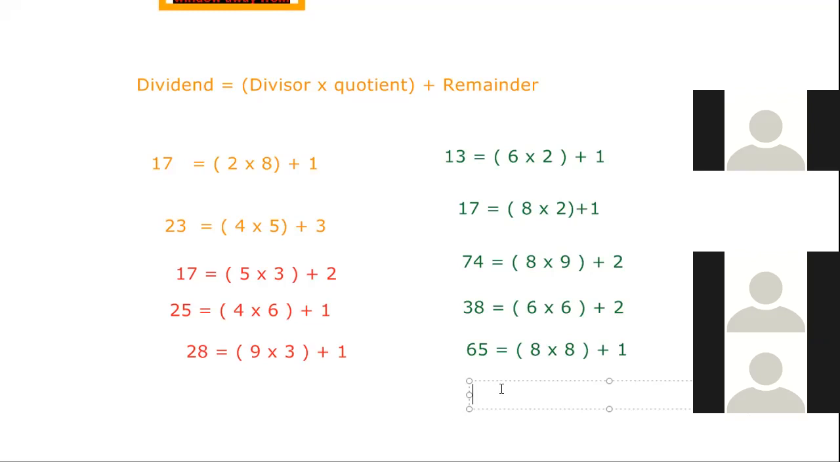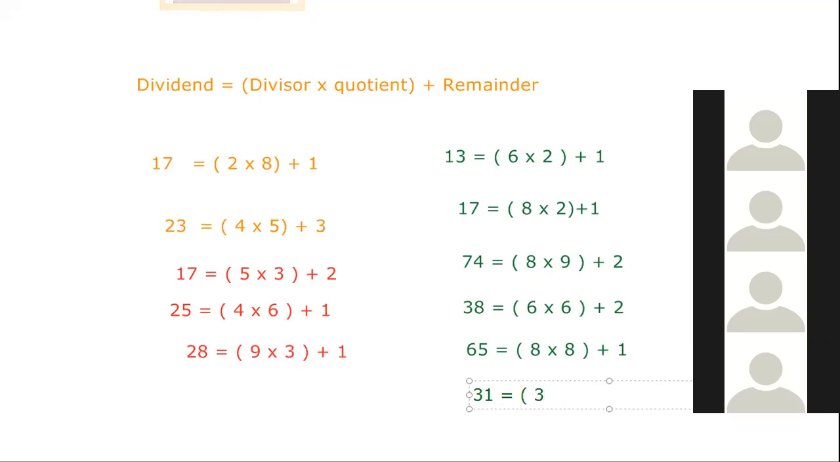Talia, are you ready? Yes. Talia, we have 30. Okay, sorry, let me write 31. And the divisor is 3. 31. The divisor is 3. Nine and 10. Yes, excellent. It's 3 times 10, which is 30. Then what's the remainder? 1. Excellent, Talia. Very good.